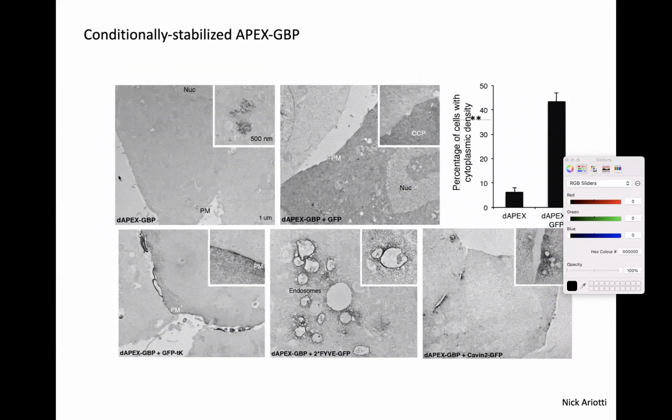This is the apex GBP alone in these cells. You just get a little bit of degradation that you can see some reaction product. If you express with soluble GFP, with surface GFP, or with endosomal GFP or caveolar GFP, you now get stabilization, and then you're seeing apex specifically in the right place in the cell. So it's not being degraded anymore, and this reduces the background dramatically.